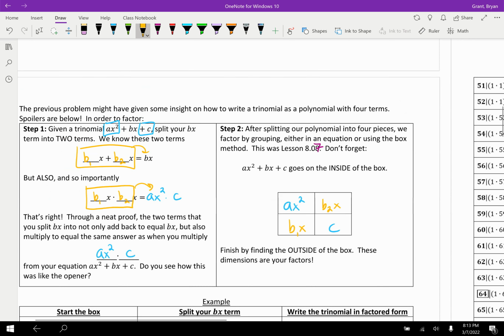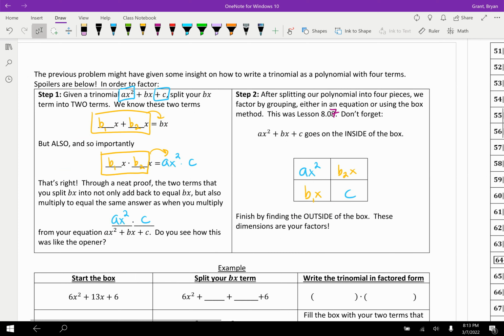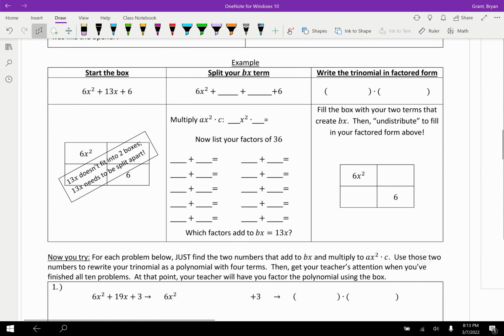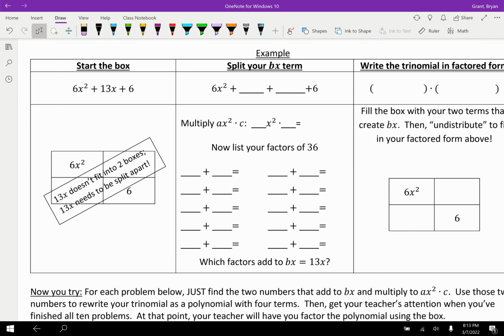Now, this was pretty general, so we might want to be a little bit more specific here. So let's look at a nice example. We are going to factor 6x squared plus 13x plus 6. And I'll tell you right now, this is not something that I'd want to factor by guess and check.